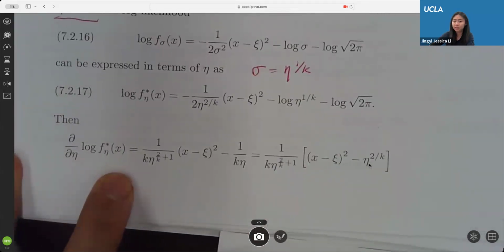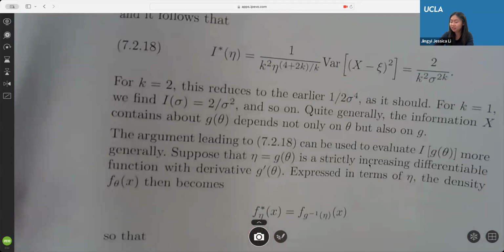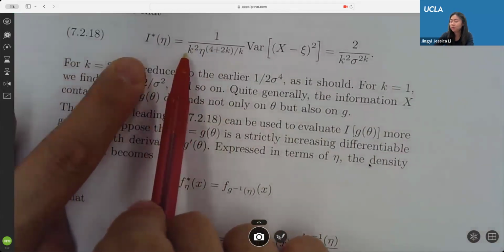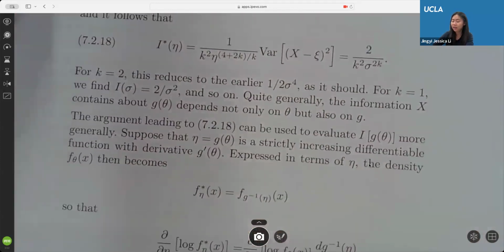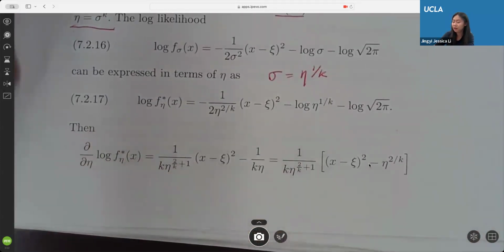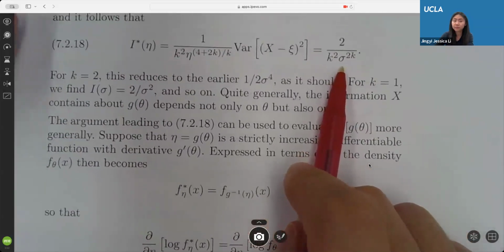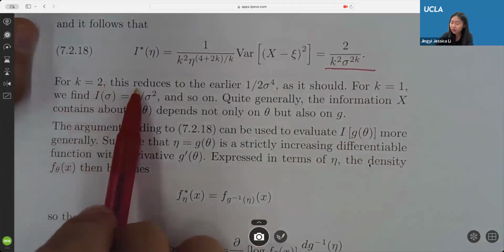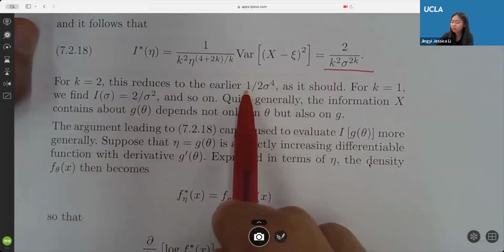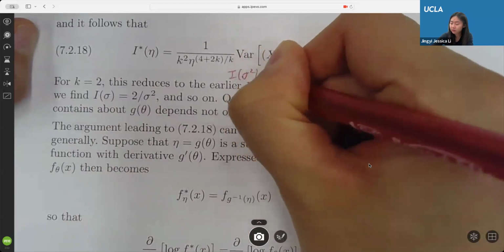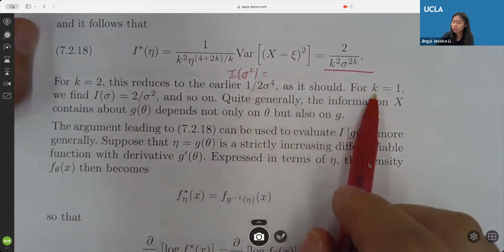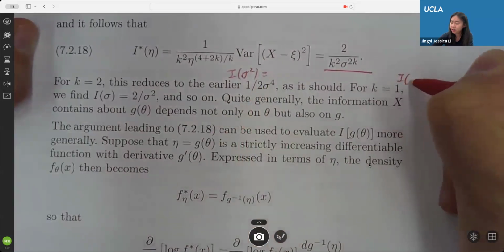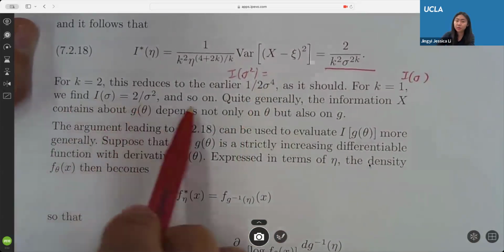Based on this, you can basically take the square of that, the expectation. And what is that? Actually, we're using the variance formula because we have the C6. We are looking at the variance of this whole thing, and the random variable X here. And this is what we get: Fisher information of eta. So for k equals 2, it reduces to what we are familiar with, just the Fisher information of sigma squared is this one, as it should. For k equals 1, just I(sigma), this is what we have, and so on.